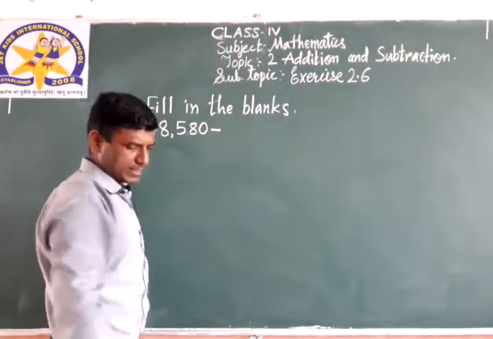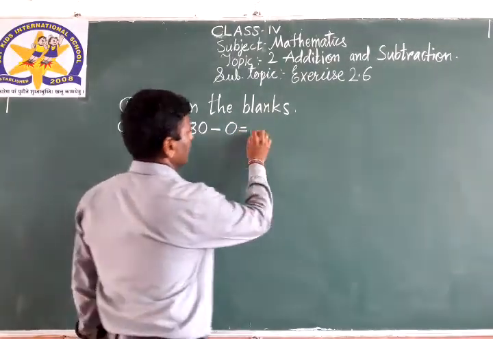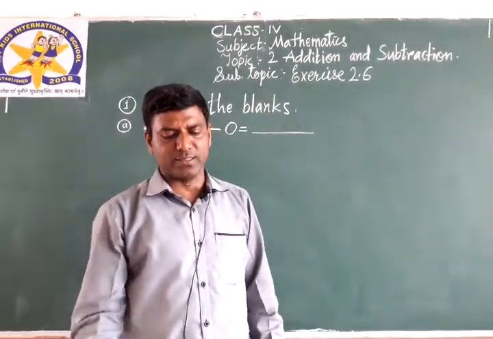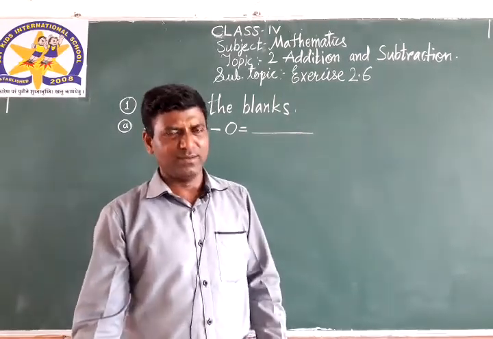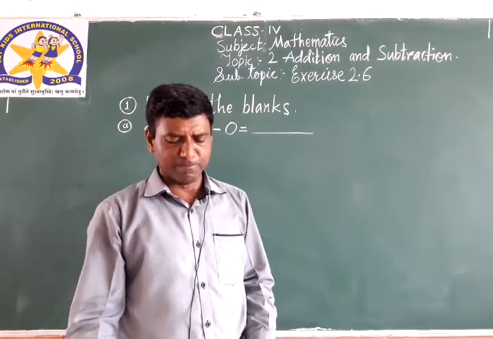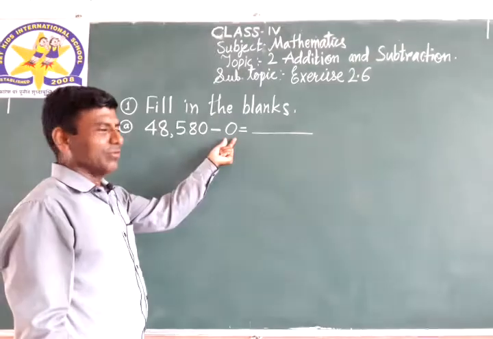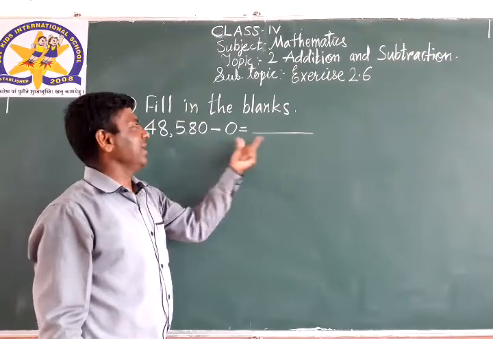48,580 minus 0 is equal to what? This is the question. See, these are all based on properties of subtraction and subtraction of 10, 100, 1000. This exercise is very easy. We will see one by one. If we subtract 0 from a number, what will be the answer? The answer will be the number itself. Simple.